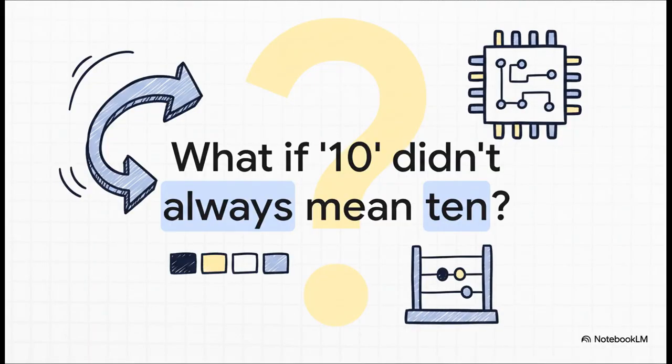So let me ask you this, and think about it for a sec. The number 10, that feels pretty absolute, right? It's just 10. It means 1 more than 9. But what if I told you that in the secret language of computers, 10 actually means 2? Yeah, that's the crazy idea we're about to unpack.